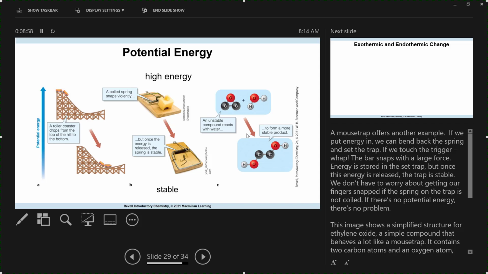Same thing though. Molecules that are less stable have a higher potential energy. See that molecule up there with the 2 carbons and the oxygen? That structure, those bond angles are very strained. That's a very small bond angle for a molecule. So that molecule is highly reactive. And then that energy is going to be released as we form this more stable product.